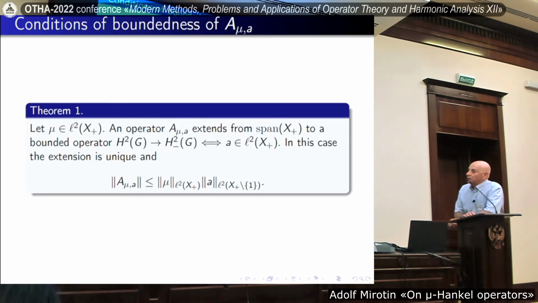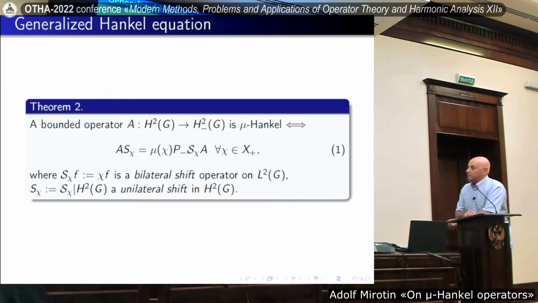If mu is in L2 on the positive cone, then the operator A mu A small extends from the linear span of X plus, the so-called subspace of analytic polynomials, of analytic type on the group X, to a bounded operator between H2 and H2 minus if and only if the function A is also in L2 over the positive cone X plus. And the next estimate holds for the norm of this operator.